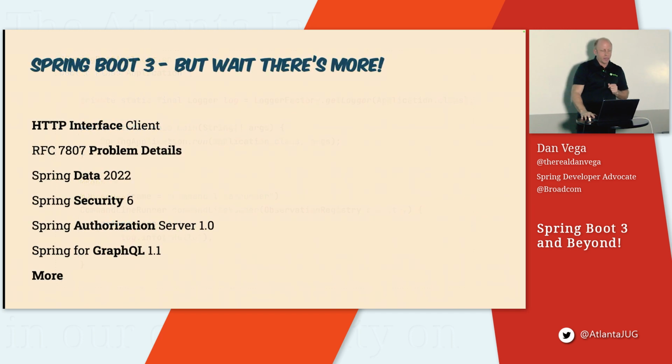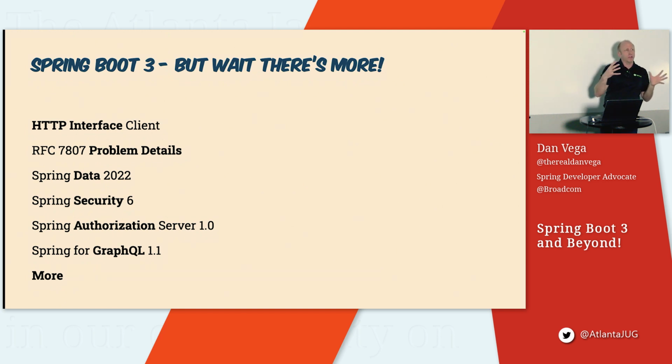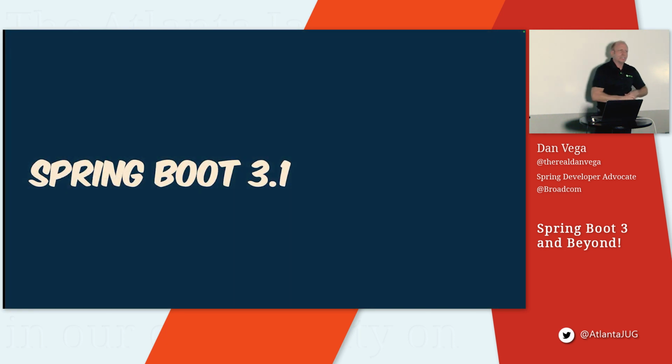So that was my quick rundown of Spring Boot 3. There were some other great additions. HTTP interface clients, we'll see an example of that tonight. RFC 7807 around problem details is about just being able to add more information to your error responses. There were some big changes in Spring Security 6, and Spring Data, and Spring Authorization Server, and more. So that's Spring Boot 3. Just wanted to level set where we were with that.